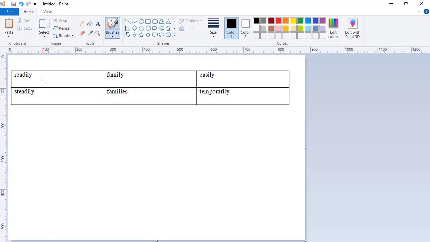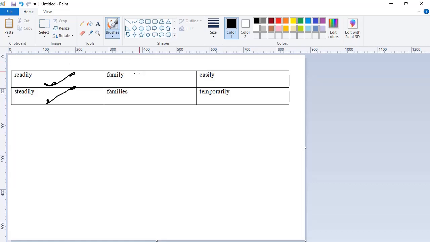So, yung readily natin, we have R-E-D, ganyan. Or, pangit, ayusin ko. We have R-E-D, yan, ganyan. So, it's flat. That's the I-L-Y, and this is E. Next is steadily. So, we have stead, and then yung inyong li, steadily.